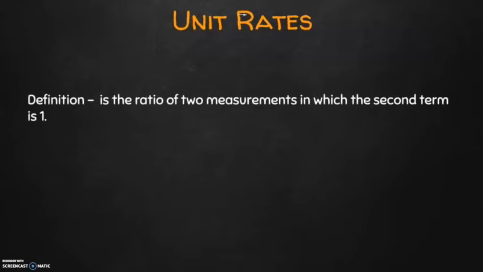When we talk about rates, we're talking about two different measurements. For example, miles per hour. Or if we're in the grocery store and we see that there's a deal, we may ask ourselves, well, how much does one cost? So in that instance, we're talking about items and cost. Let's get into some examples.